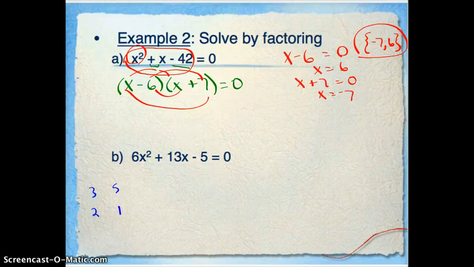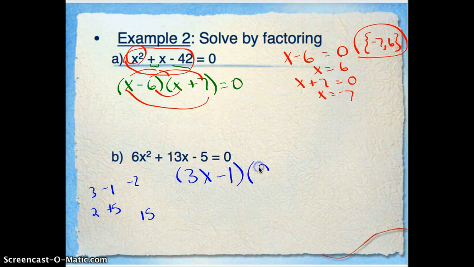So I'm going to try switching my order and seeing if that helps a little bit. Instead of 5 and 1, let me try 1 and 5. And then it looks like I make 2 and 15. This is good if this is positive and this is negative. Okay, so it looks like this factors out to 3x minus 1 times 2x plus 5 equals 0.